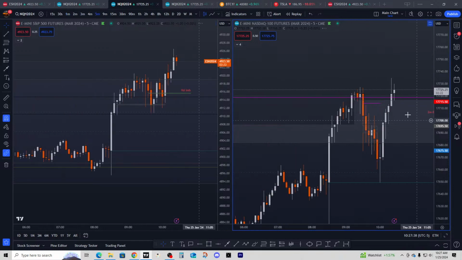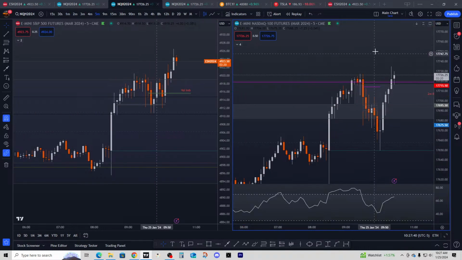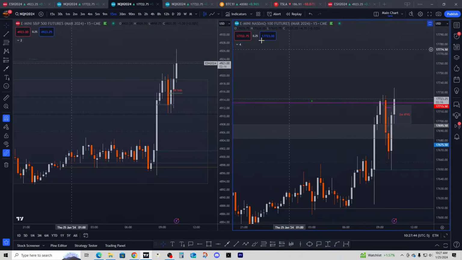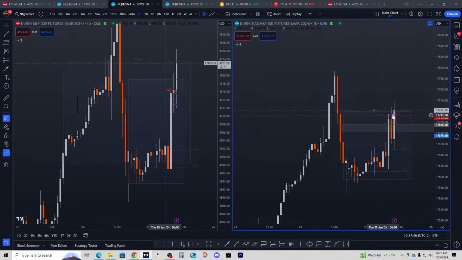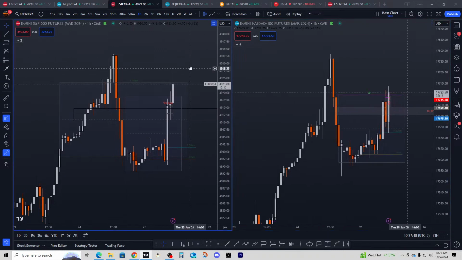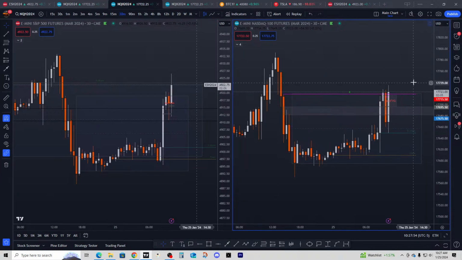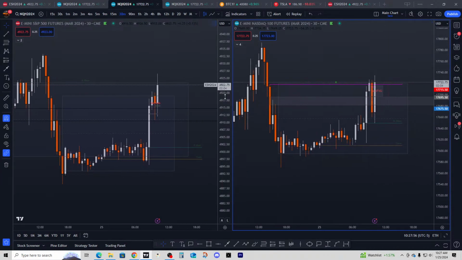Like, it did just take out the high. We'll see. But like, we pulled back into our discount. And we're overall bullish on the higher time frame, so I don't know. We'll see. We'll see what this market wants to do. Took out that 1 hour low, and now we're just ripping, dude.